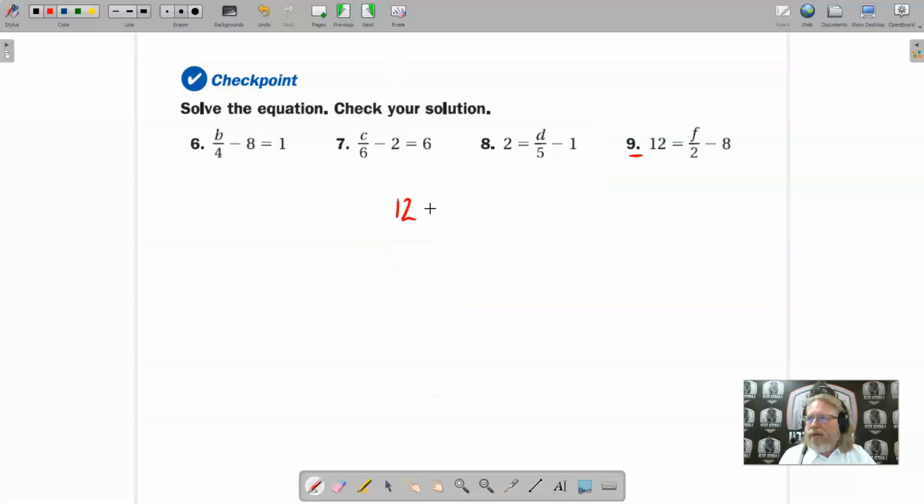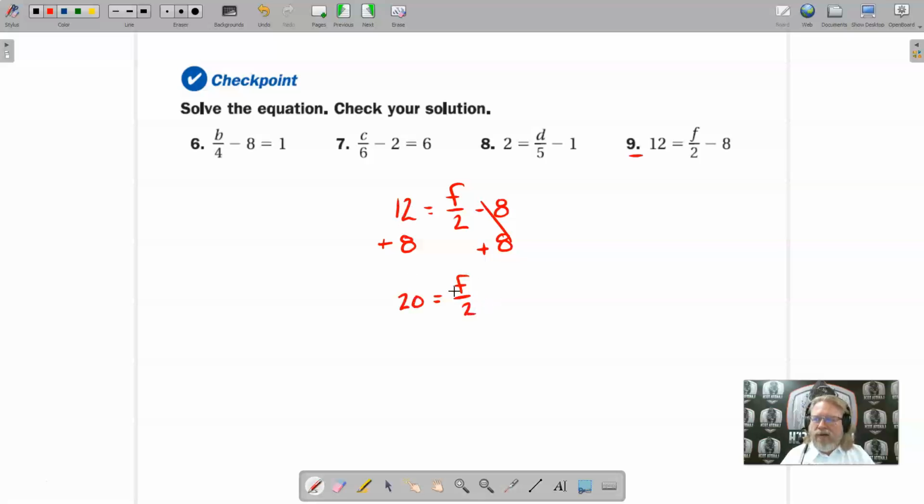We have 12 equals f over 2 minus 8. So before we can deal with the division between the f and the 2, we have to deal with this minus 8. So the opposite operation of subtraction is addition. We're going to add the very number we wish to get rid of, which is 8. And what we do to one side, we need to do to the other. After we do that, the 8's will cancel each other out, leaving us with f over 2. And 12 plus 8 is 20.